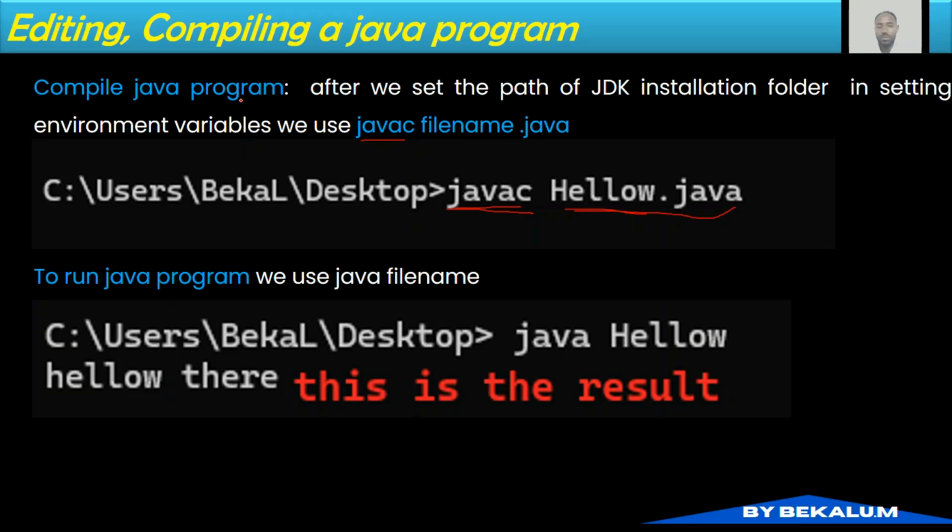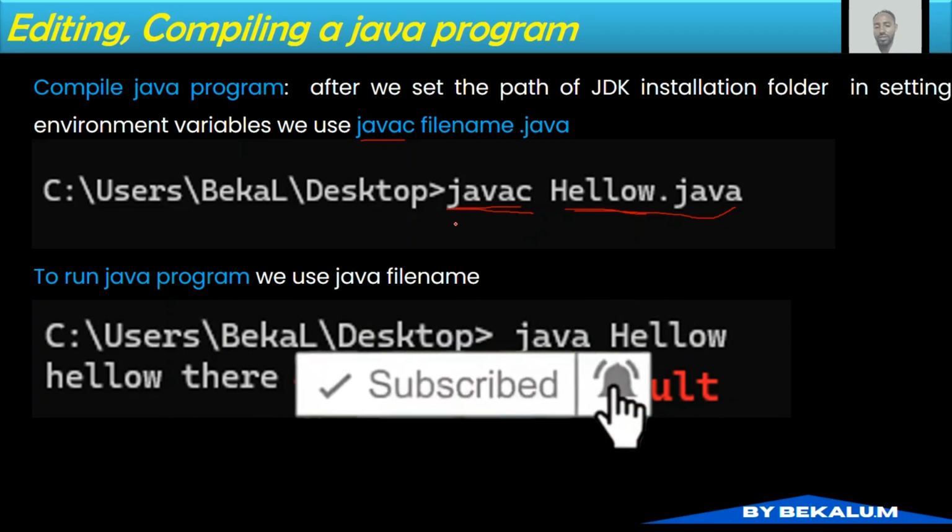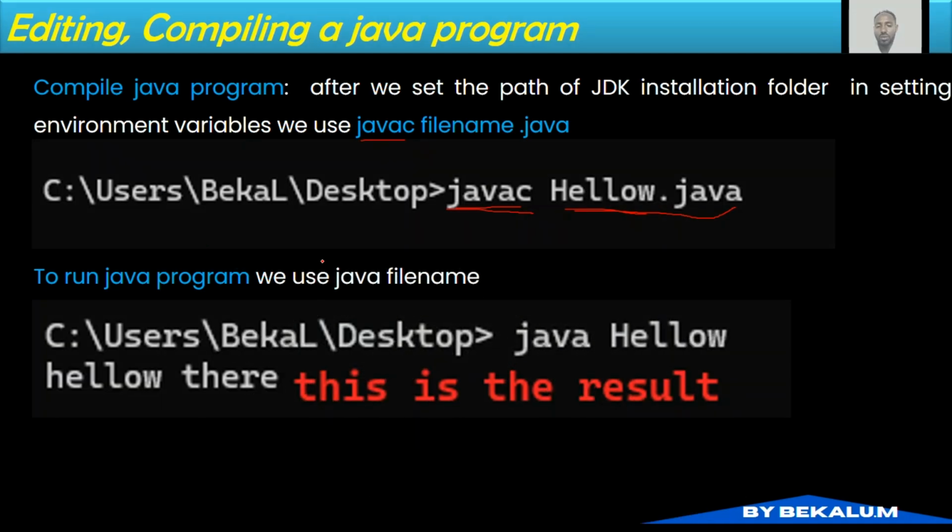So here is editing and compiling a Java program. To compile a Java program, first we have to set the path of the JDK installation folder in the environment variables. Then we use the command javac followed by filename.java. For example, we have a hello.java program on our desktop, so we open the command prompt on the desktop and type javac hello.java. Hello is the file name and we use the java extension. After running this command, we get a class file, which is bytecode.